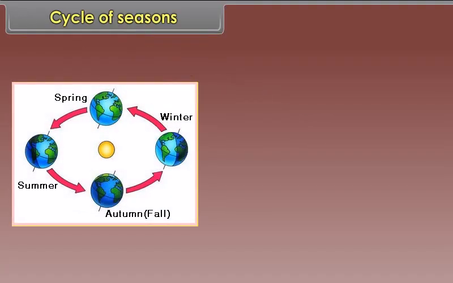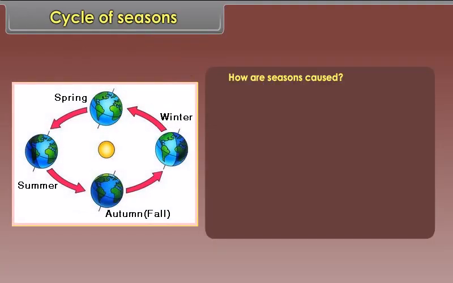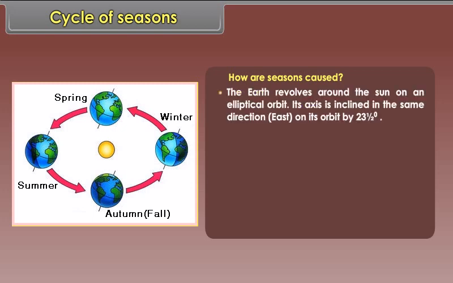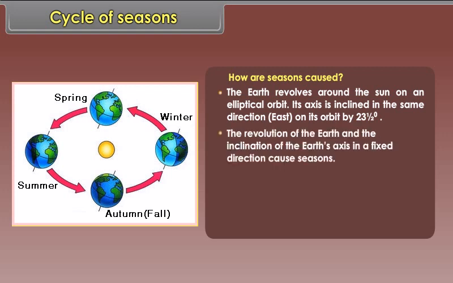Cycle of seasons. How are seasons caused? The earth revolves around the sun on an elliptical orbit. Its axis is inclined in the same direction east on its orbit by 23.5 degrees. The revolution of the earth and the inclination of the earth's axis in a fixed direction cause seasons.